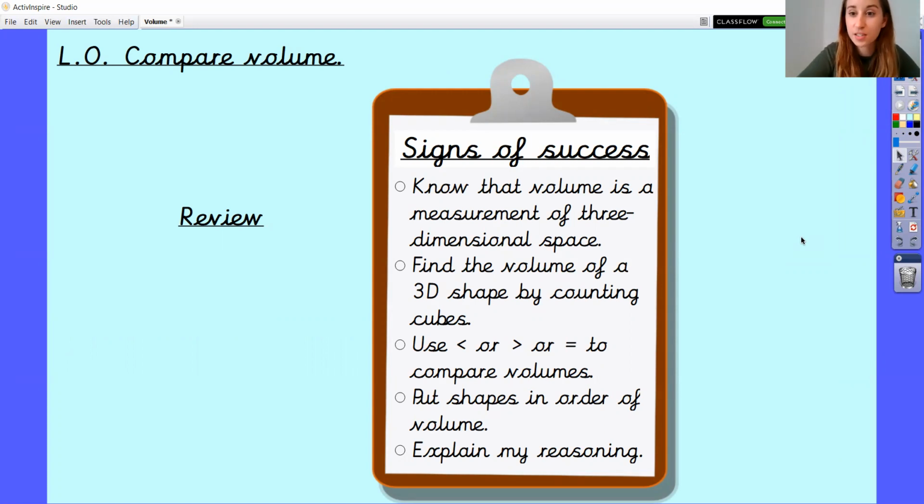So today our objective was to compare volume. We needed to know that volume is a measurement of three-dimensional shape. We needed to find the volume of a 3D shape by counting its cubes. We had a go at using less than, greater than and equal to compare volumes. And we had a go at putting shapes in order of their volume and also explaining our reasoning. We had a couple of opportunities to say what we agreed with and why.